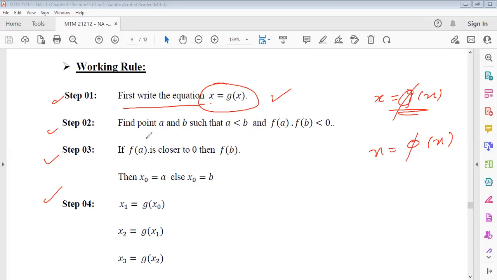In the second step, find the points A and B such that A is less than B, where f(A) times f(B), the multiplication of the functions f(A) and f(B), is less than or equal to 0. This is step 2 for all the iteration methods, for bisection as well as Newton's method and all the others. So here also our step 2 will be this.